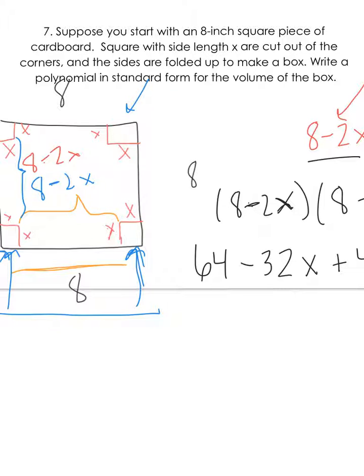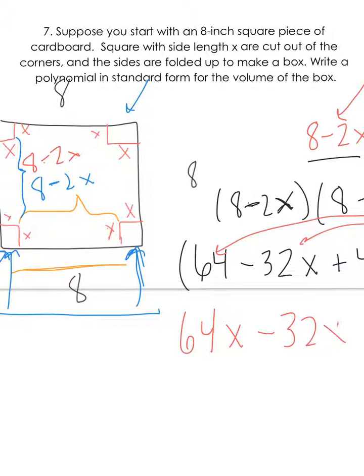Okay. And then the last term, negative 2x squared, is 4x squared. Now, I've just figured out what 8 minus 2x times 8 minus 2x is, so the length times the width, but I have not yet multiplied by the height, which is x. This is where I got the negative 32x squared; I was trying to multiply a little bit more in my head. But now if I distribute this x to each term here, I get 64x minus 32x squared plus 4x cubed.